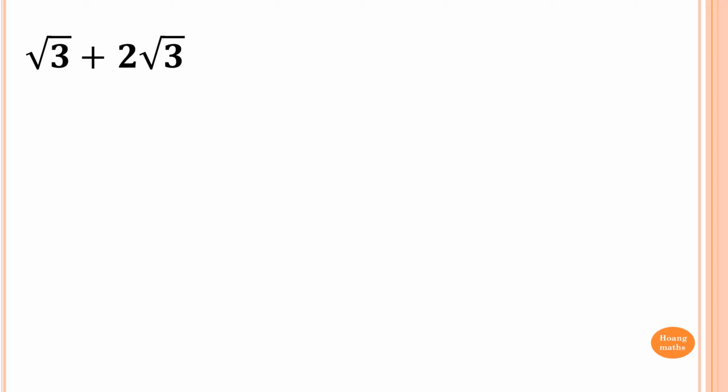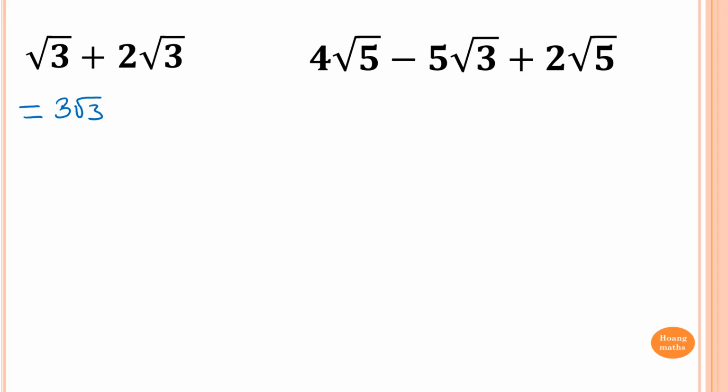So what we do here, that means root x plus 2 root x, root 3 plus 2 root 3, it's just 3 root 3. That's all. Okay, because they are like terms.